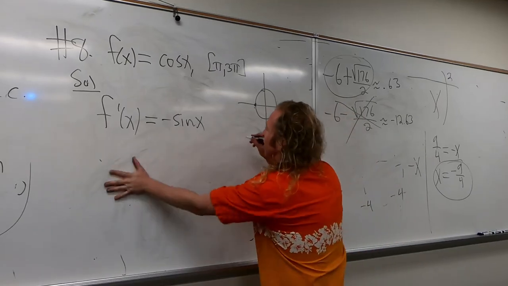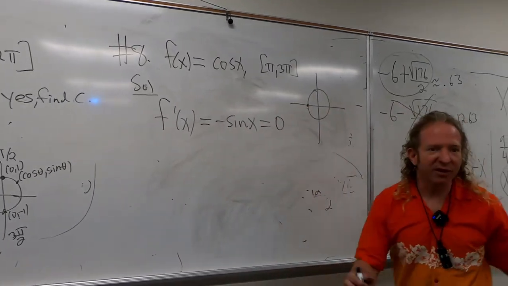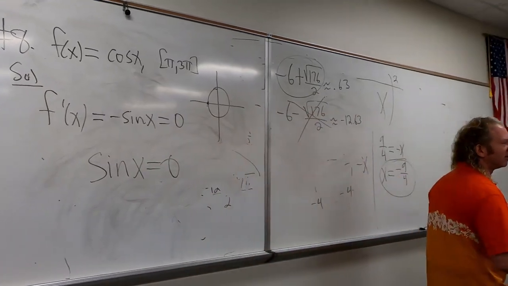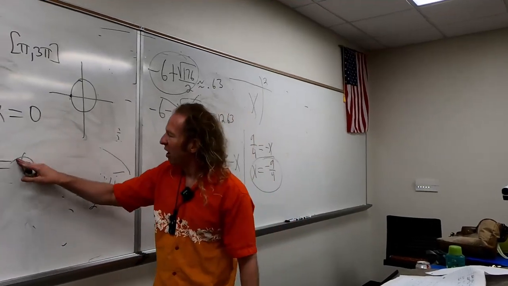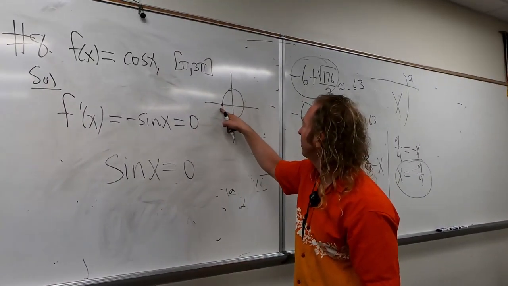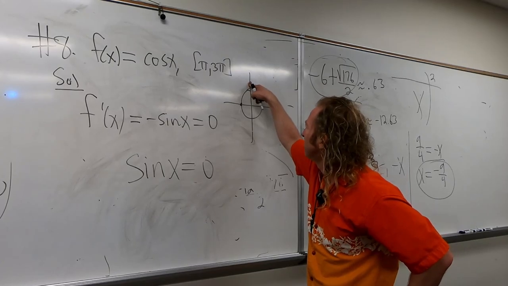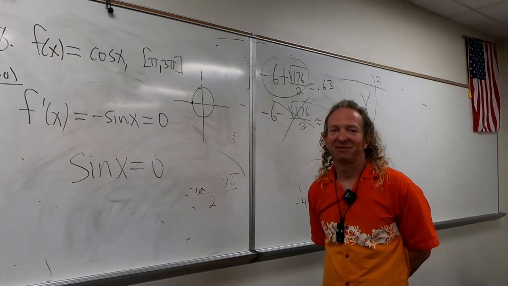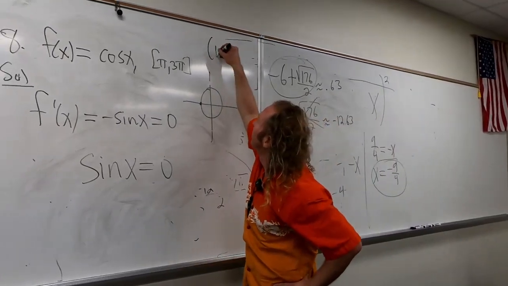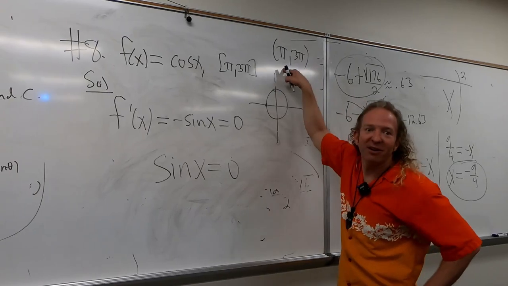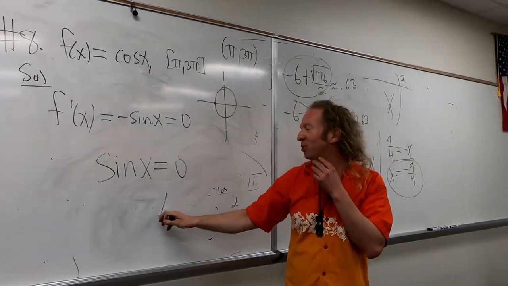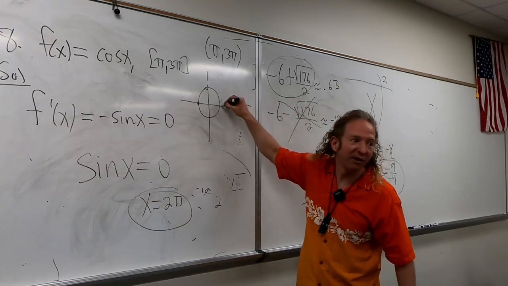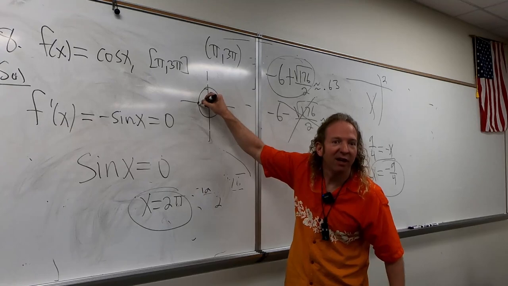Just one problem. Okay, set this equal to 0. We can get rid of the negative. And then this is a funny interval. We're between pi and 3 pi. So sine is equal to 0. Anyone know the answer? Well, it's got to be here. We're looking here. So which? 2 pi. And that's it, right? It'll be 0 here, because we're going from pi to 3 pi.